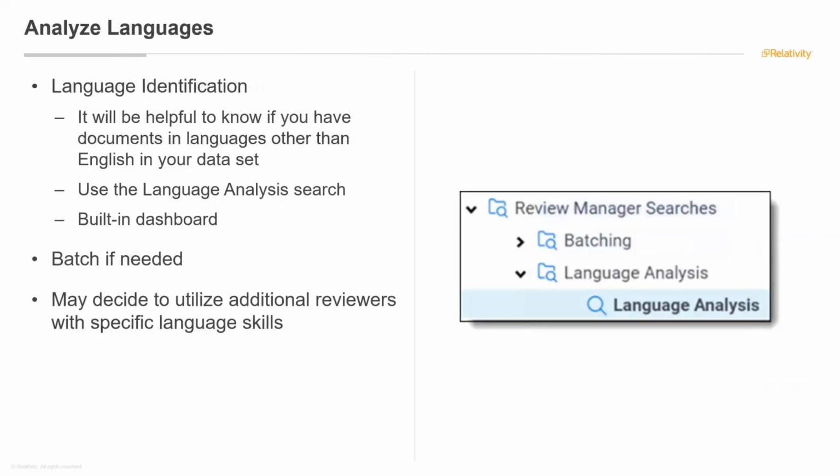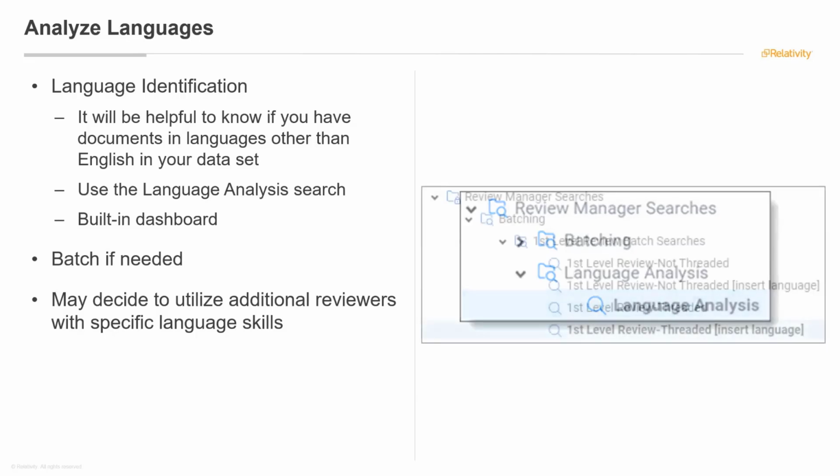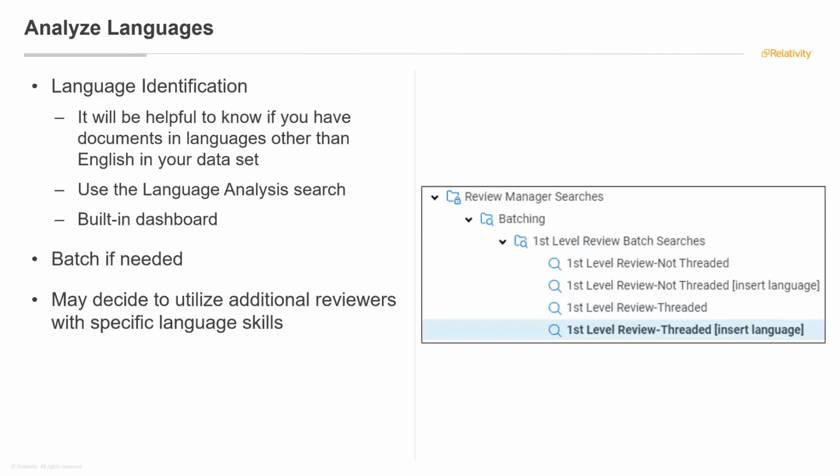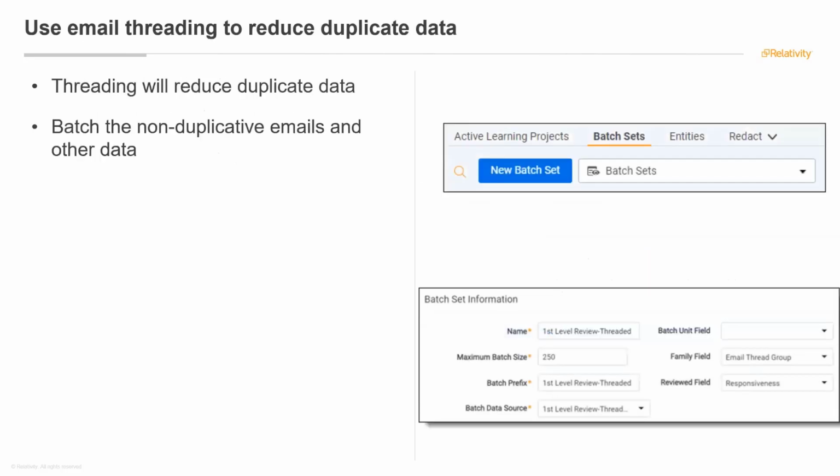It'll be helpful to know what languages are present in your dataset. You can use the language analysis search to find out. Then batch the documents out separately for first-level review by a team of reviewers that speaks that language. You might also decide to batch them out separately and create your own searches based on language using these template searches. Email threading will be run with automated workflows, usually by the admins.